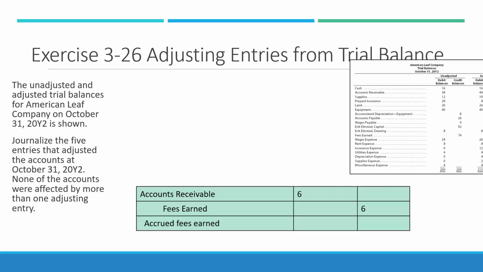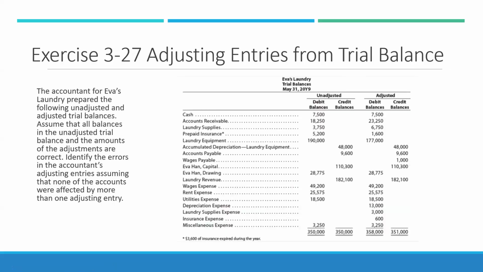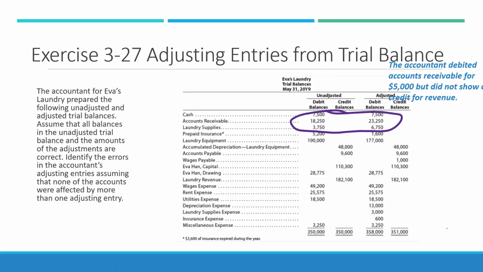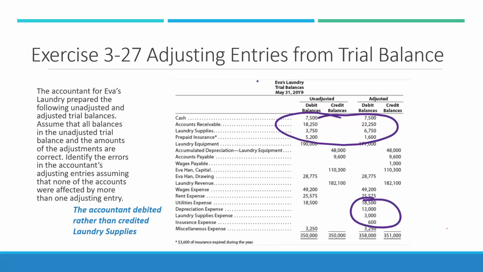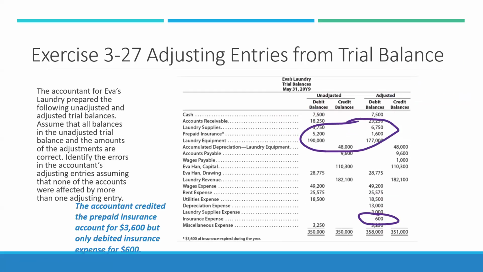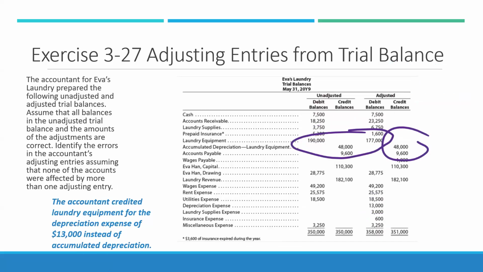Okay. So you can look at an unadjusted to an adjusted trial balance and see what has been changed. Here, they're just showing you, here they prepared unadjusted and adjusted trial balances. What did the accountant do wrong?